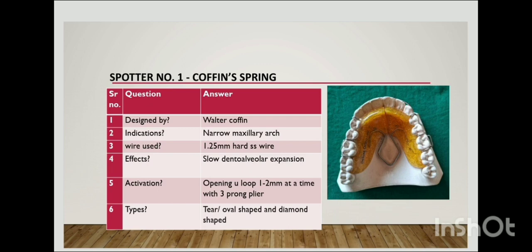Wire which is used for the construction is 1.25 mm hard SS wire. Effect of coffin spring is that it leads to slow dentoalveolar expansion, and the activation of the coffin spring is by opening of the U loop 1 to 2 mm at a time with the help of 3-prong plier. Types of coffin spring are the tear or oval shape coffin spring and the diamond shape coffin spring.